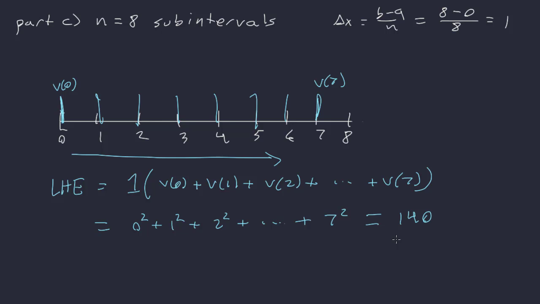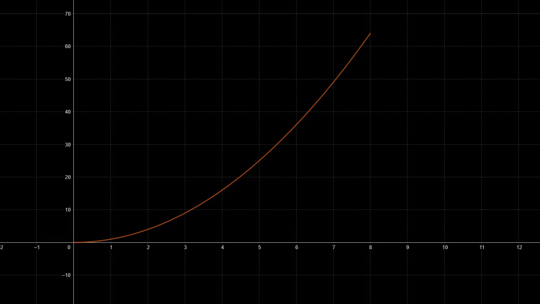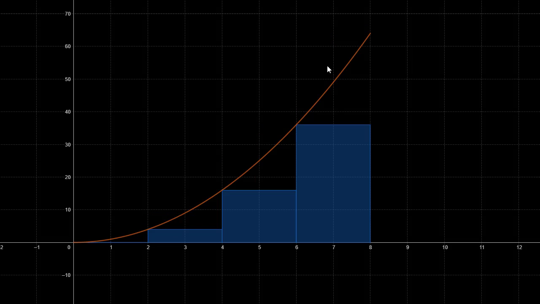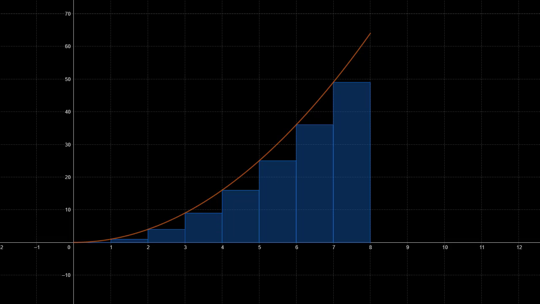And now let's set up a midpoint estimate. Of course, before we do that, let's take a look at the graph. Here's our left-handed estimate at 4, and then when we move to 8, we see, okay, we're getting much closer, right?